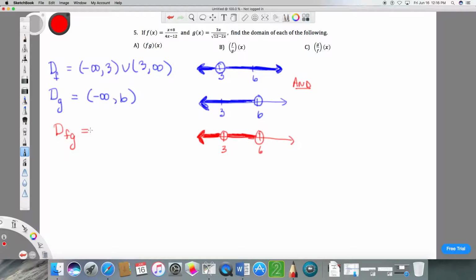So our final answer for part A is the domain is the set of real numbers from negative infinity up to positive 3, excluding positive 3, and then from 3 up to positive 6, excluding 6. So there's our final answer for part A.